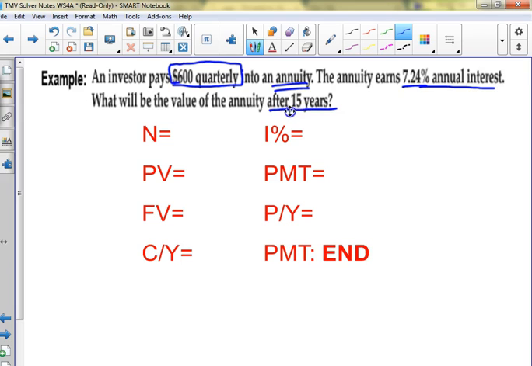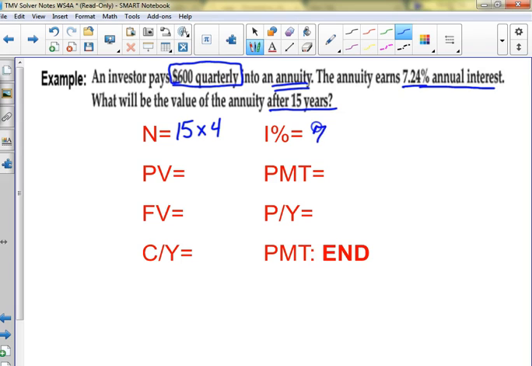Now, they will have been making payments every quarter for 15 years. But from the first payment they put in until the last, there was interest accruing as well. All right, so N is number of payments. So how are we going to figure that out? Okay, 15 times 4, 4 times 15, it doesn't matter. You can just type a 60 if you want, but that's what's going to go there.